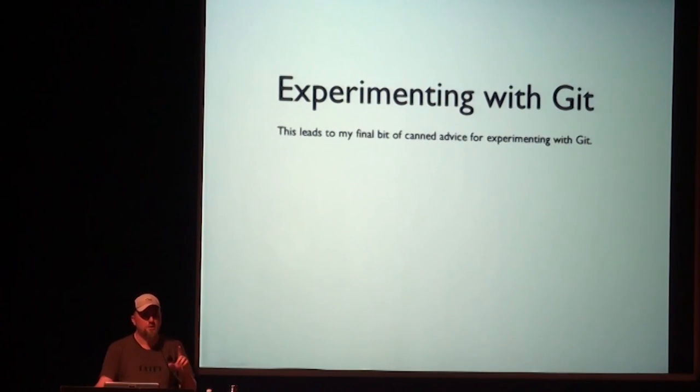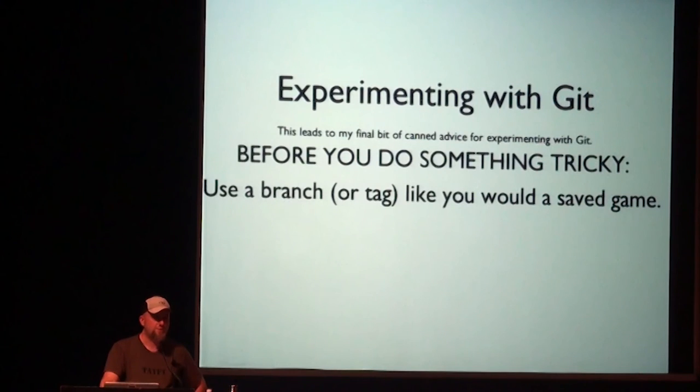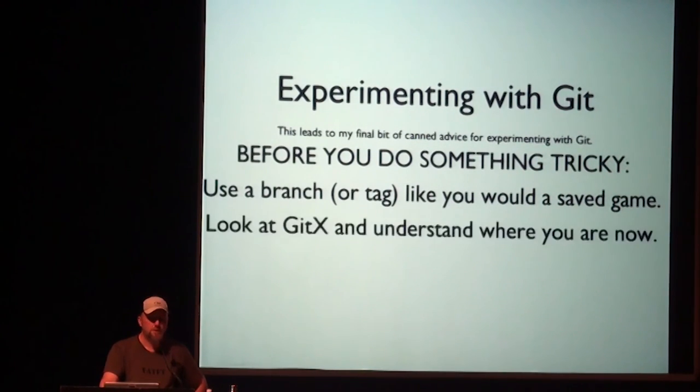GitX lets you look at the state of the repository at a particular point in time, and then when you hit Command R to refresh, it goes back and updates the display and shows you the new state after you've done something weird. So what I started to do, and this is a strategy that you can either use yourself or teach people who are new to it, you basically check out a new branch, and I consider that like a saved game. You look at GitX and visualize the part of the graph that you're interested in, and you really understand what it's telling you, what each branch label is, and figure out what you want to do.